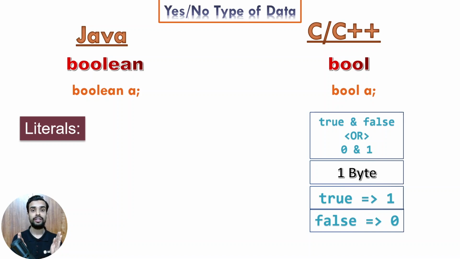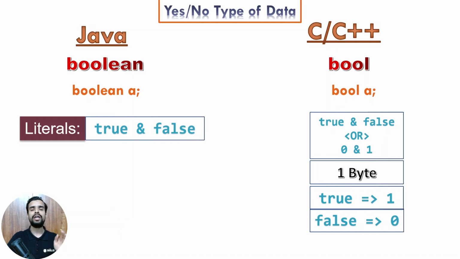In Java, the only valid literals that are allowed for a Boolean variable happen to be just true and false. We will not be able to assign any kind of an integer value within a Java program.